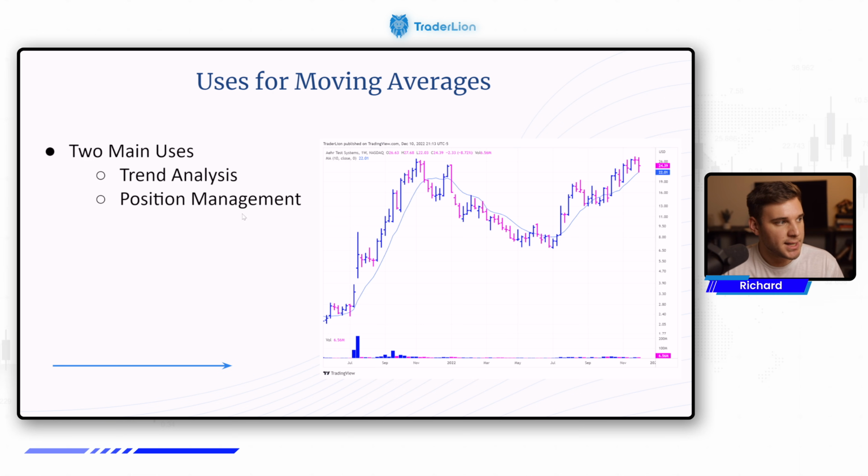And to speak to the second point with regards to position management, we can use a moving average like the 10-week as a spot to either add to our position, as I mentioned on the previous slide, or you can use it as your trailing stop.